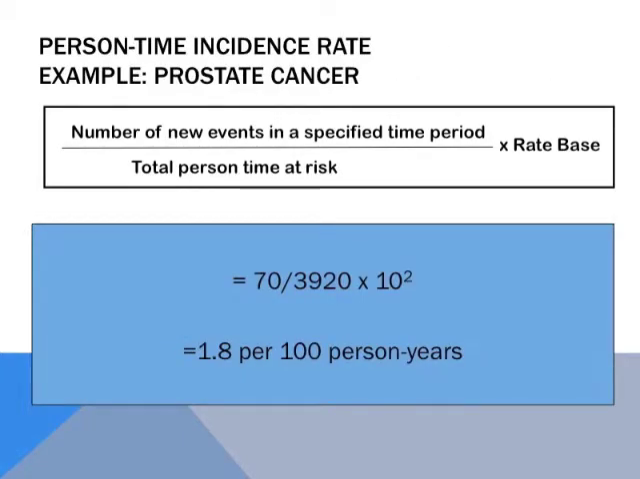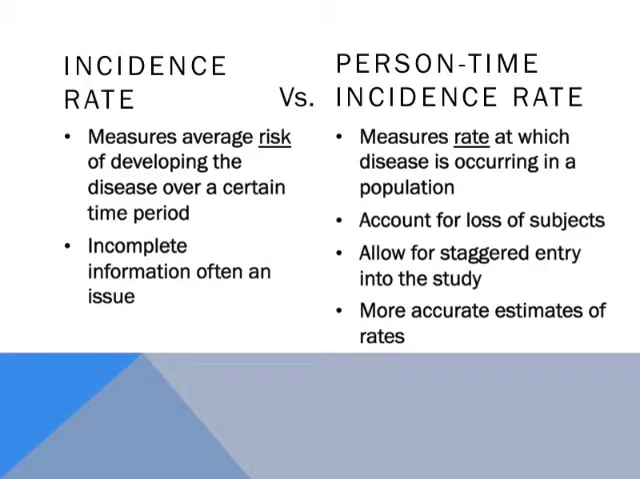This process is completed for all 1,000 male subjects, resulting in a total time at risk of 3,920 person years, giving an incidence rate of 1.8 per 100 person years. To recap, the person time incidence rate measures rates at which disease is occurring in a population. It has the advantage of accounting for loss of subjects, permitting staggered entry into the study, and more accurate estimates of rates, as incomplete information is often a problem associated with the calculation of the incidence rate.